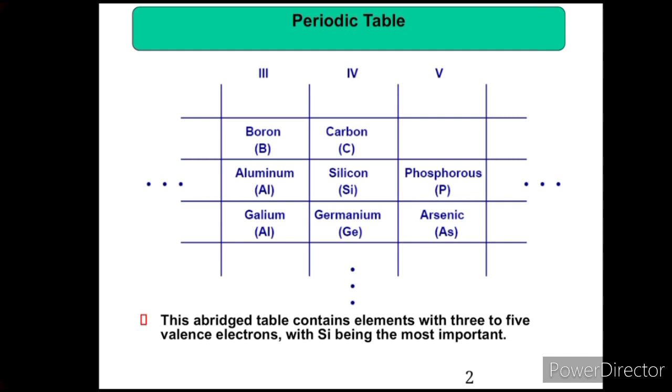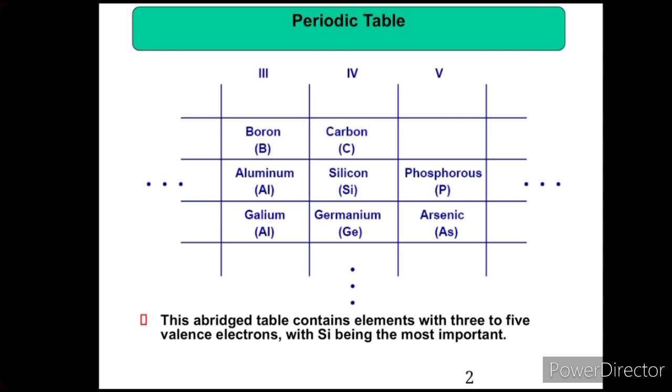We can see this in the periodic table. In the periodic table, group 3, 4, and 5 elements are shown on the screen. In group 3, boron, aluminum, and gallium are the elements. It means they have 3 valence electrons in the outermost shell.